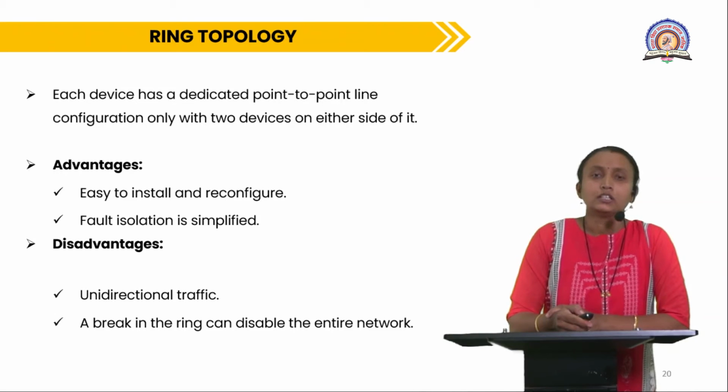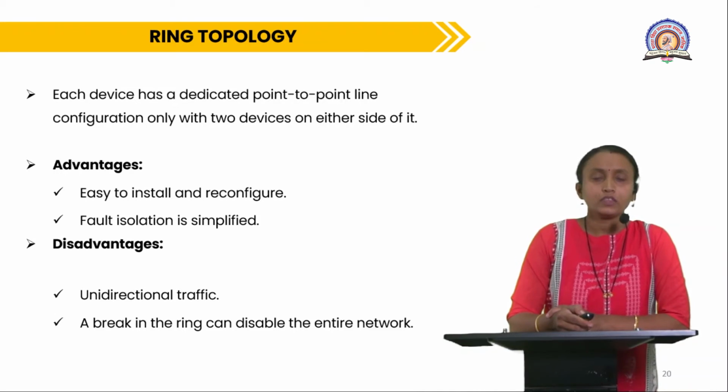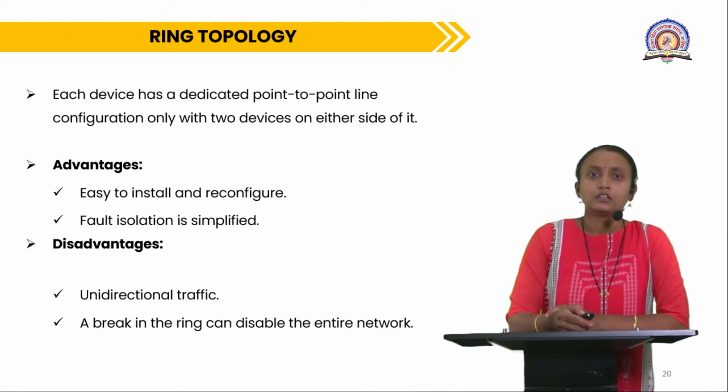Fault isolation is simplified. The disadvantage is unidirectional traffic, because the data flow is only in one direction and the device which has the token is the only one allowed to transmit data. Then a break in the ring can disable the entire network. It means if the ring breaks, then the entire network will collapse.